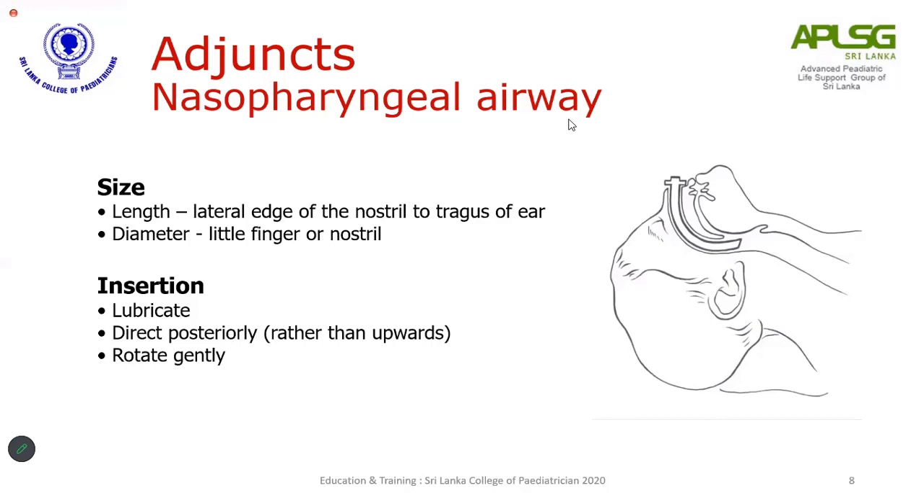Again, before you insert the nasopharyngeal airway, you need to get the correct size of the airway. So how do you get the correct size? The length is from the lateral edge of the nostril to the tragus of the ear, as you can see on this picture. Lateral edge of the nostril to the tragus of the ear. And the diameter of the nasopharyngeal airway is that of the little finger of the patient or the diameter of the nostril.